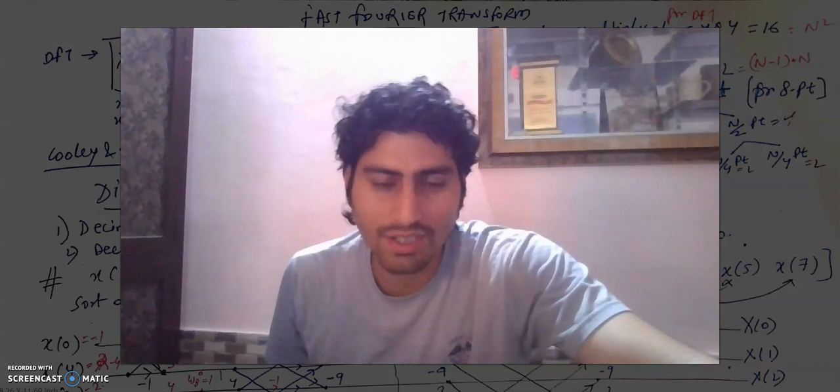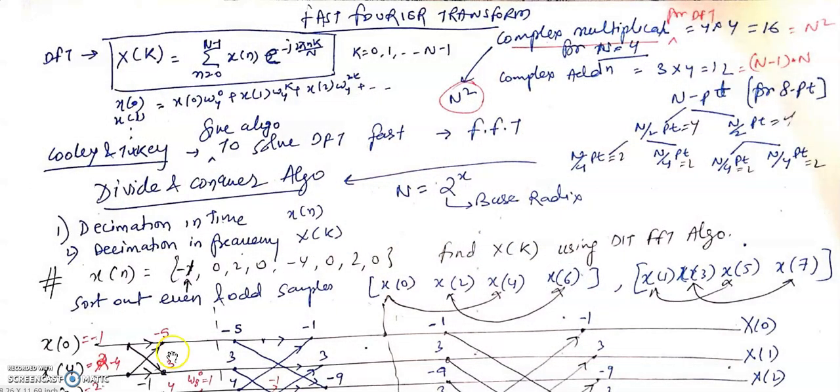So today I'm going to give a lecture on the fast Fourier transform. So let's get started. So what is the fast Fourier transform? It is actually an algorithm which is used to compute the discrete Fourier transform. All of you know what the discrete Fourier transform is. It converts the discrete time signal xn to Xk.